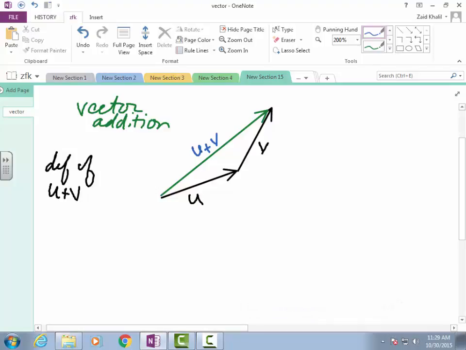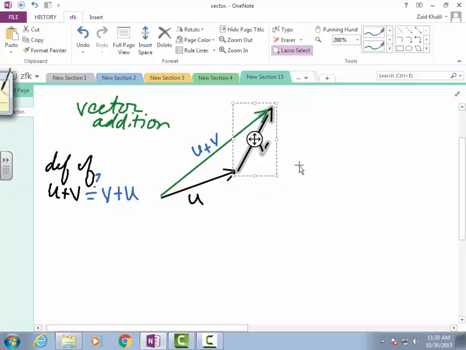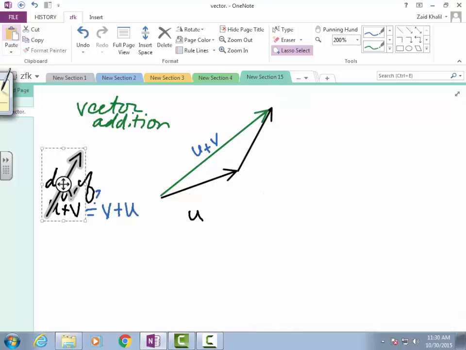We want to verify what would happen if we reversed these. In other words, what are we trying to see? We're trying to see if vector addition is commutative. So does this equal v plus u? So what is v plus u then? V plus u is the vector. Let me copy this and paste it.